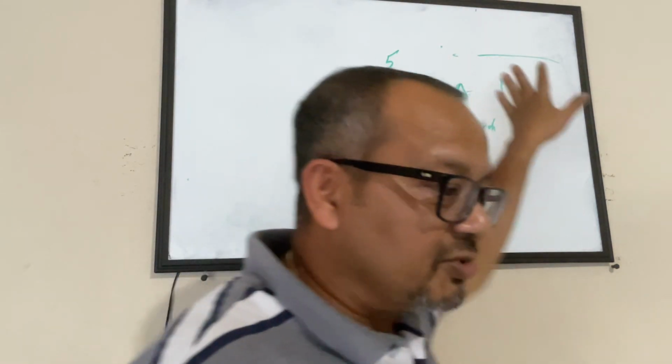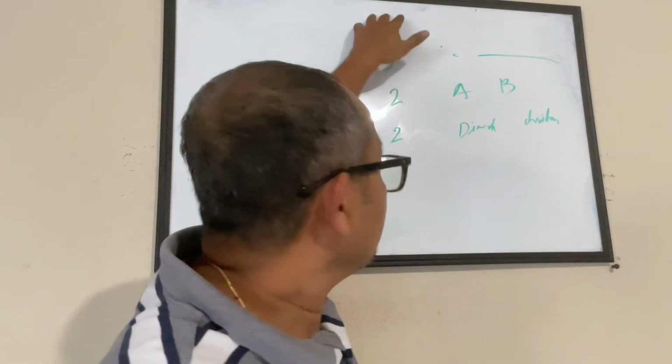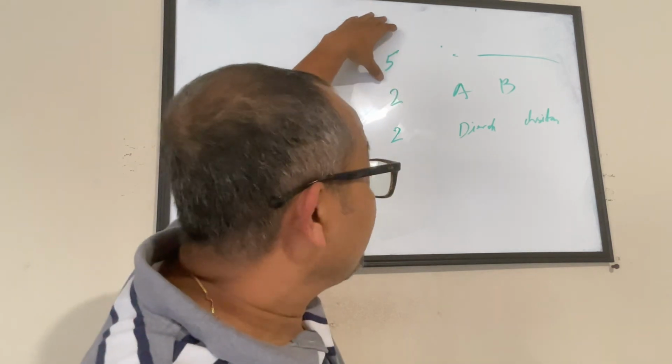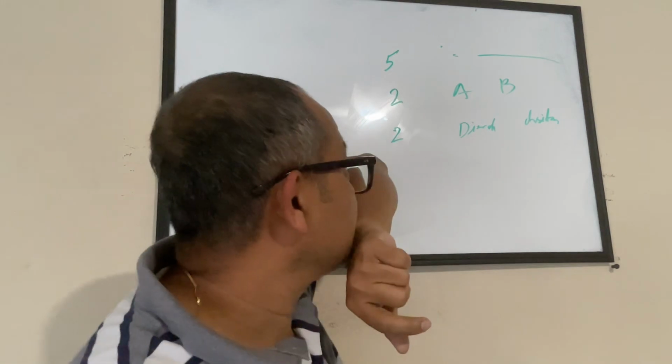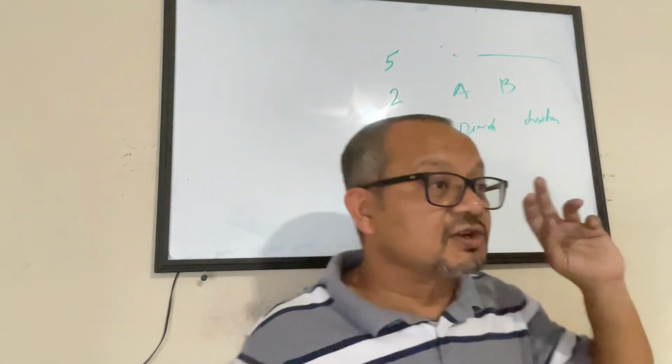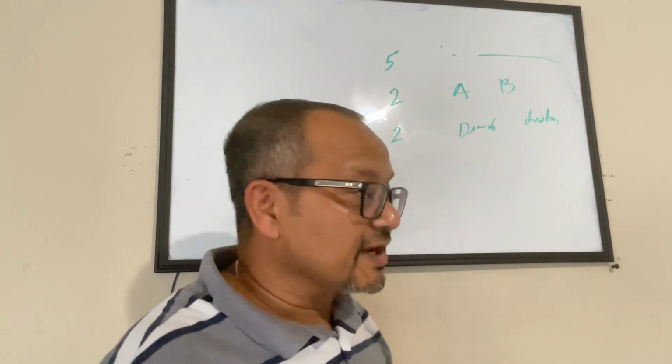So, I have 5 fruits, 2 friends and 2 occasions. How many combinations of fruits, friends and occasions can I make?